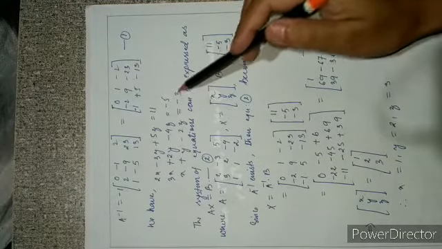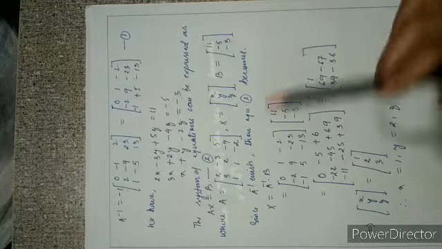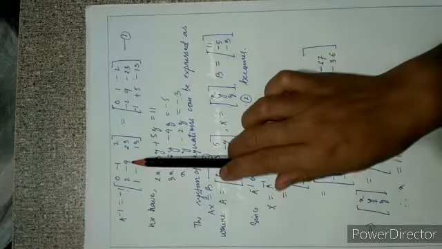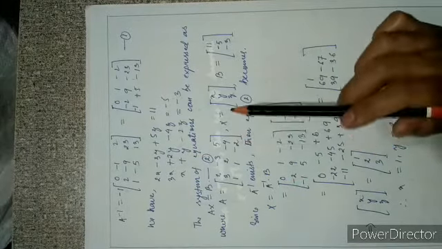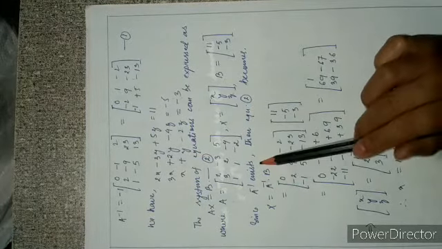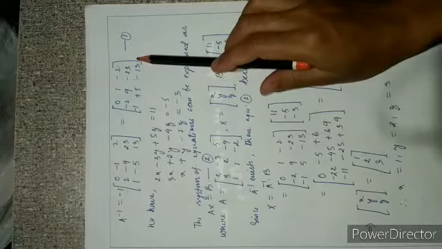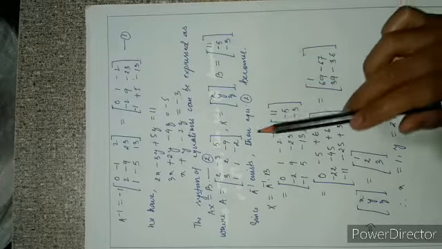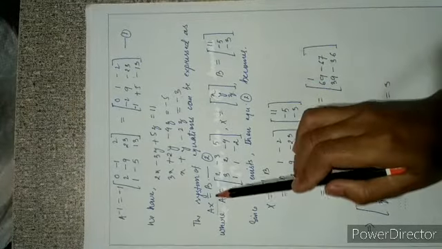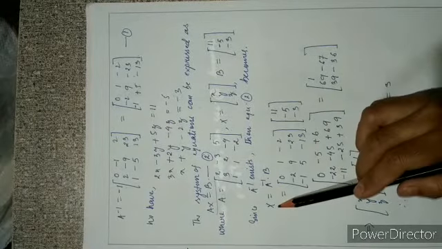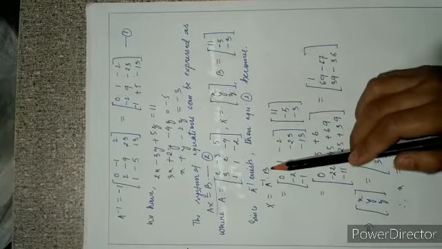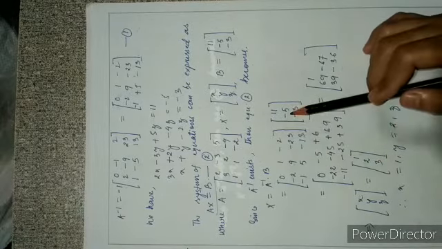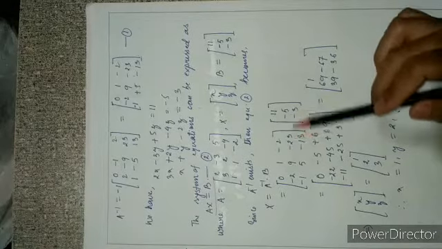Since A inverse exists, we have the value of A inverse in equation 1. Then equation number 2, the matrix equation AX = B, becomes capital X is equal to A inverse into B. Substitute the value of A inverse from equation number 1, then write the value of this matrix B. Find the product of these two matrices.